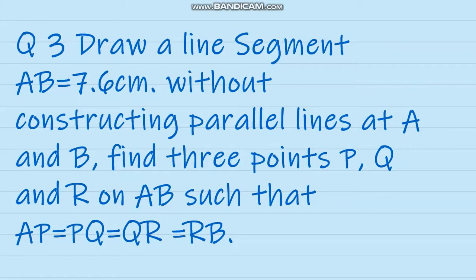Number 3, draw a line segment AB equal to 7.6 centimeter. First you have to draw a line segment of 7.6 centimeter. Without constructing parallel lines at A and B, find 3 points P, Q and R on AB such that AP equal to PQ equal to QR equal to RB.